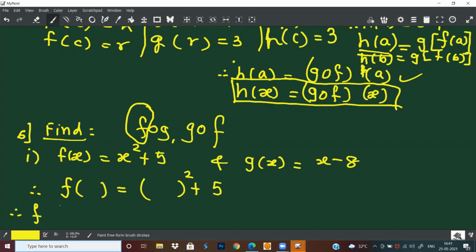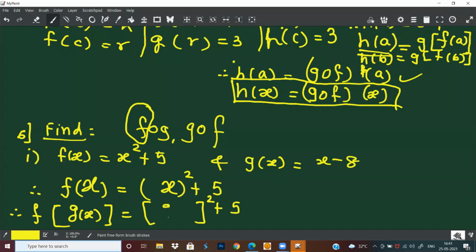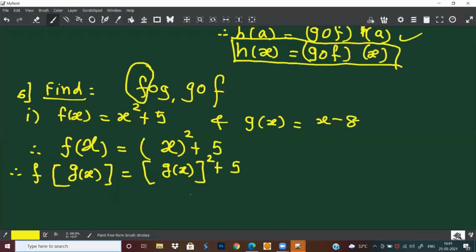So f of the bracket is bracket square plus 5. Did you understand what to replace? So if f of x is x square plus 5, f of g we don't write, g of x, because g is a function of x. f of g of x is g of x, the whole square, plus 5. Okay, first write the empty boxes, then substitute. So it is g of x, x minus 8, the whole square plus 5.